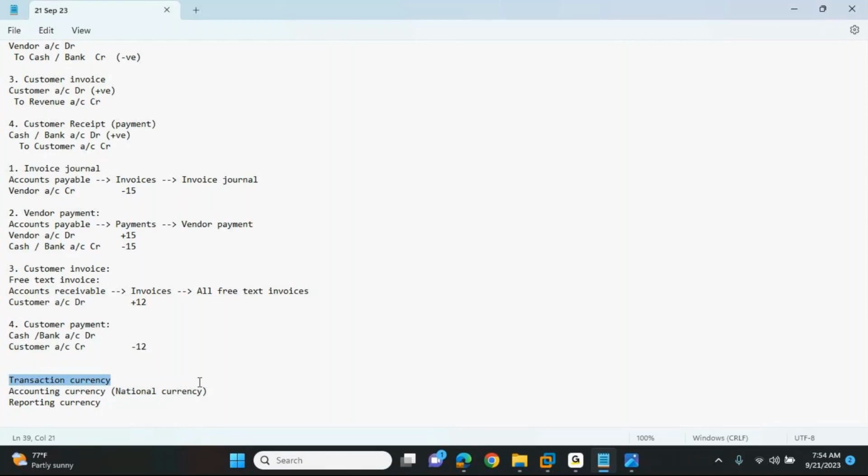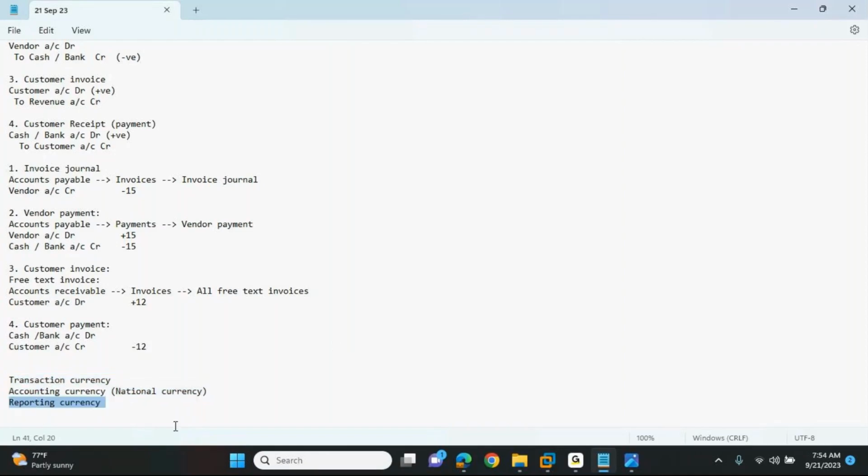Suppose I'm doing business in India only, then accounting currency and transaction currency both are the same. Because if I'm only doing business in India, not doing exports and imports, then transaction currency is equal to accounting currency. Both are the same. If in case you are exporting or importing, then transaction currency will be different. Next, reporting currency.